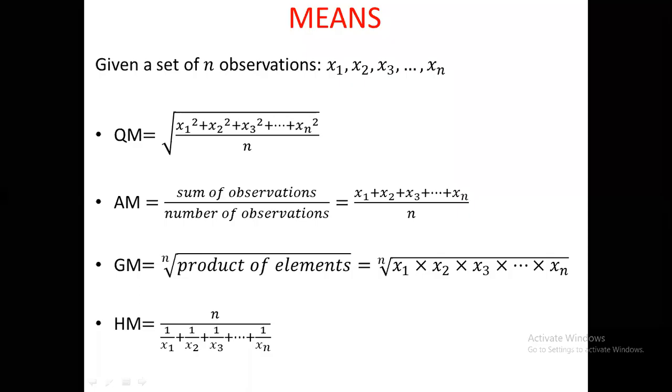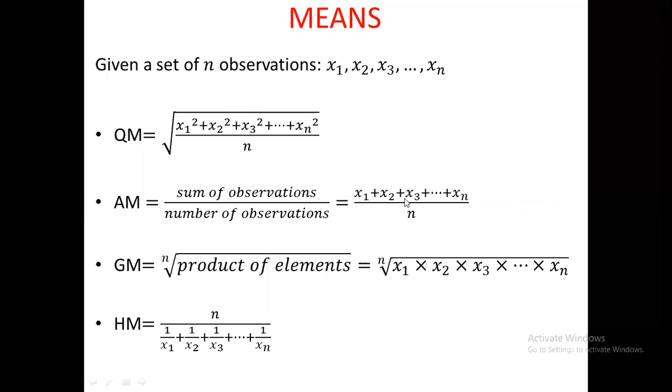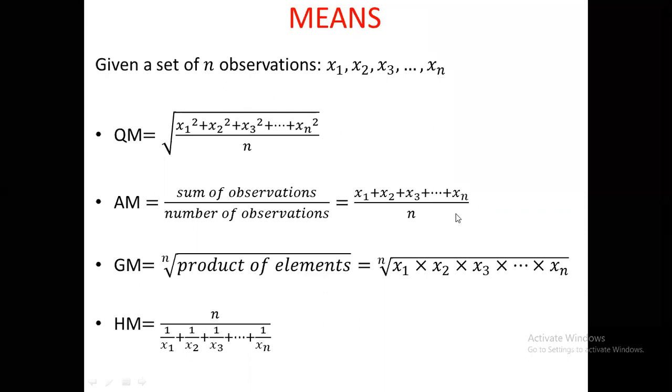Everyone is quite familiar with the arithmetic mean. Arithmetic mean is the sum of the observations divided by the number of observations. Simply the sum of them, the n of them. x1 is the first, x2 is the second, x3 is the third. It keeps on going, x4, x5, to a certain xn. So you divide by the number of observations, the n of them.